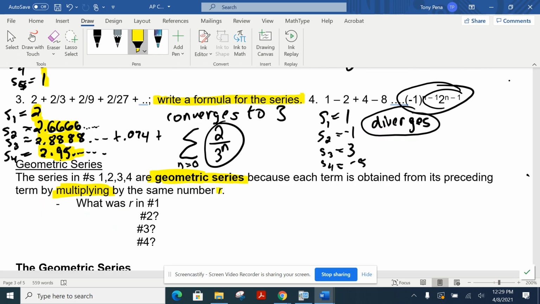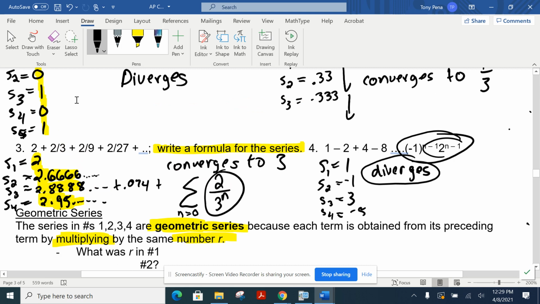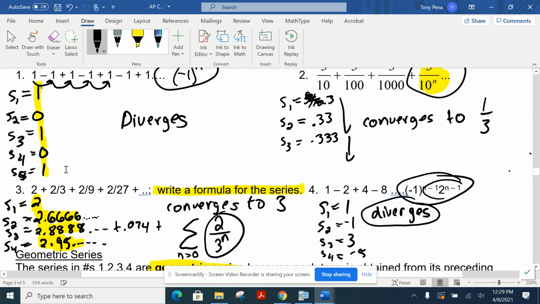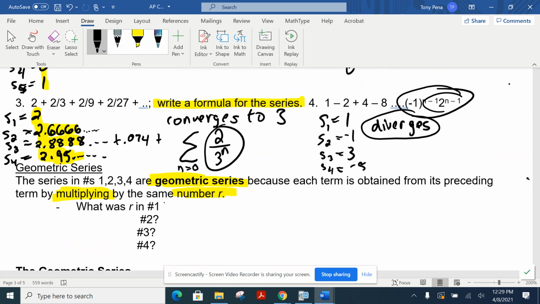That term for what we're going to deal with, we're going to call R, because remember, you would call it a common ratio versus common difference. We have a common ratio. So if I go to number 1, if I look at that common ratio, what were we multiplying 1 by to get a -1, and then back to a +1, -1, +1? Whatever that is, that's what we're calling our R. So in number 1, we were multiplying by a -1 each time. All right, so that's our common R.